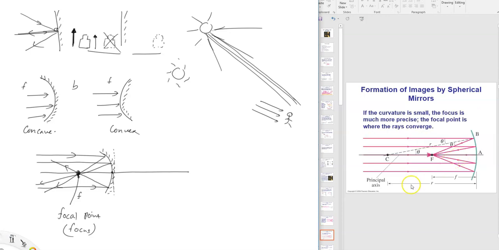So going back to the topic, the light that comes parallel to a spherical mirror, to a concave mirror, reflects and goes through a single point. Remember, parallel light, not every light, but the parallel light. That point is called the focal point. That distance from this center point of the mirror to the focal point, f, is the focal length.